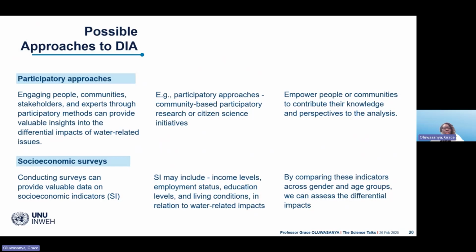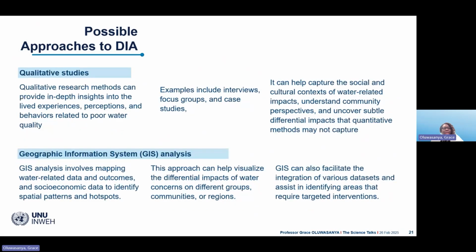Another approach will be socioeconomic survey. This we're familiar with, often conducting surveys that can provide valuable data on socioeconomic indicators. So if you really want to disaggregate data, we need information on income level, of course the gender, employment status, living conditions around water-related impact. By comparing these indicators across gender and age group, we can assess the nuances that exist in that regard.